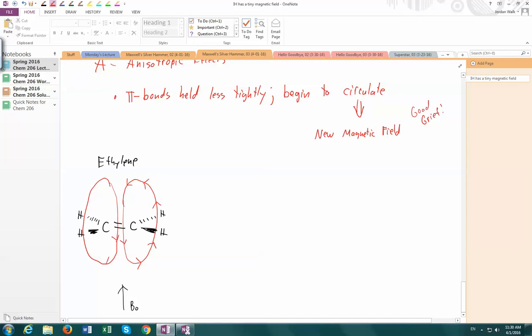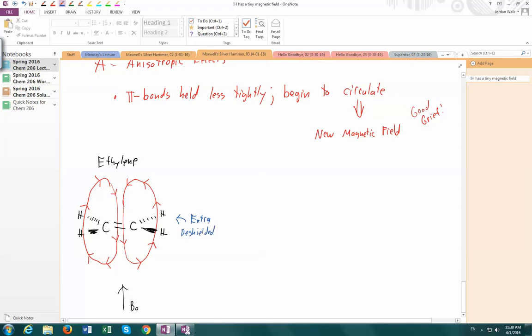Now, are the protons in ethylene in the middle of our molecule? They're not, right? And so they actually feel this new magnetic field, but they don't feel it going against B naught. What they do is they feel it actually being added. Because they're on the outside, they feel the new magnetic field going in the direction of B naught, which means that these protons are extra de-shielded.